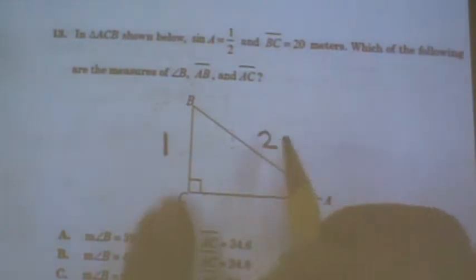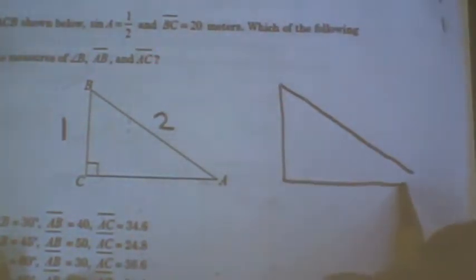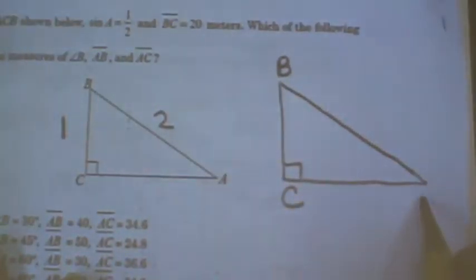Number 13. In this beautiful triangle ACB, C is the right angle in the middle. It says the sine of A, so the ratio of the side opposite to the hypotenuse, this is a 1:2 ratio. But then they say side B is 20. Well, I thought side BC was 1. No, they're talking about if you had another triangle, a similar triangle. They're saying that this is side 20.